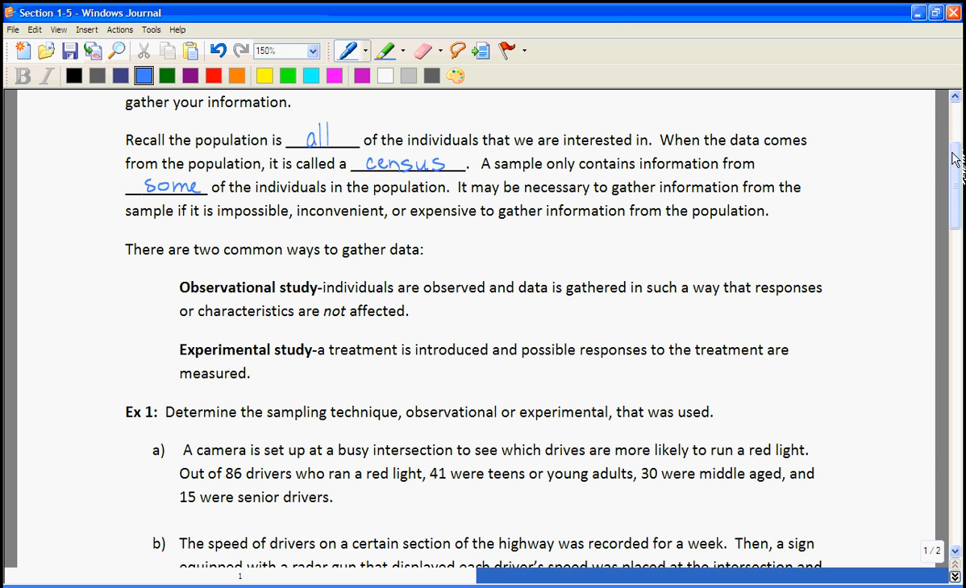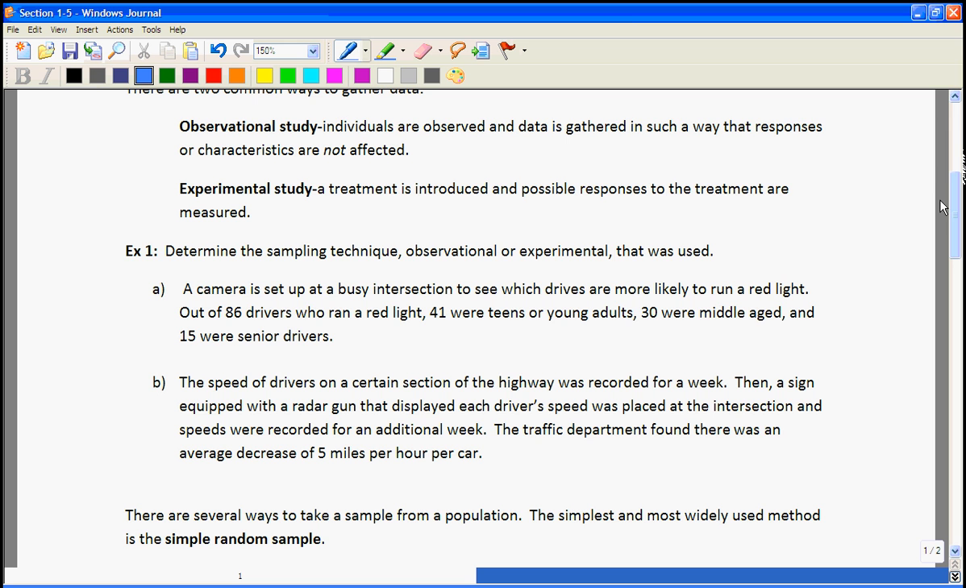With an experimental study, something is introduced and it does possibly change the behavior or the outcome of what we're looking at. So a treatment is introduced and we're looking at the possible responses to the treatment. So let's take a look at example 1 and see if we can determine the sampling technique, observational or experimental, that was used. Example A.